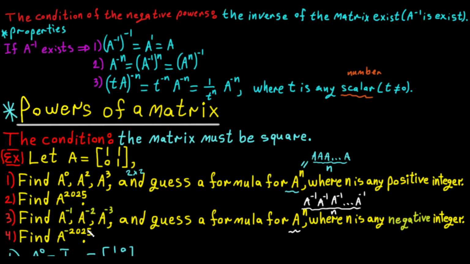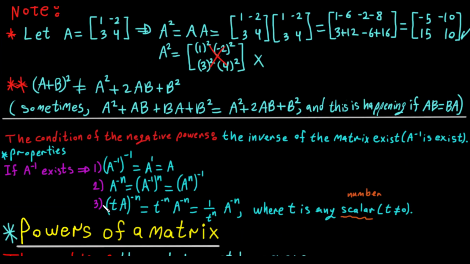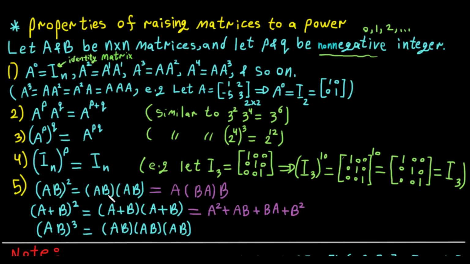And we know from the previous video we have these properties here. We have written all of these properties, and we know here, for example, property number 1, A^0 is equal to identity. A^2 means A multiplied by A, A^3 means A multiplied by A multiplied by A, or you can write it like this. And here the same thing, A^p multiplied by A^q.